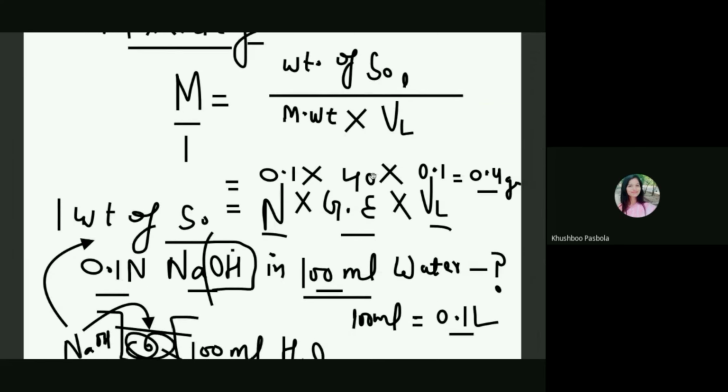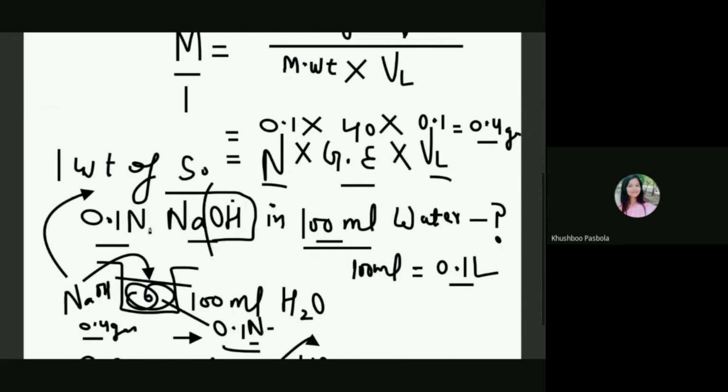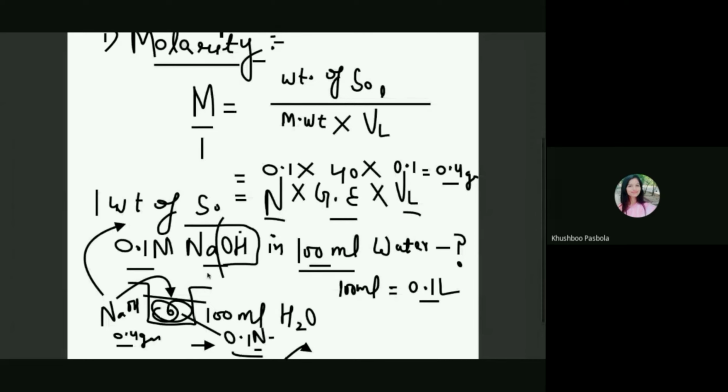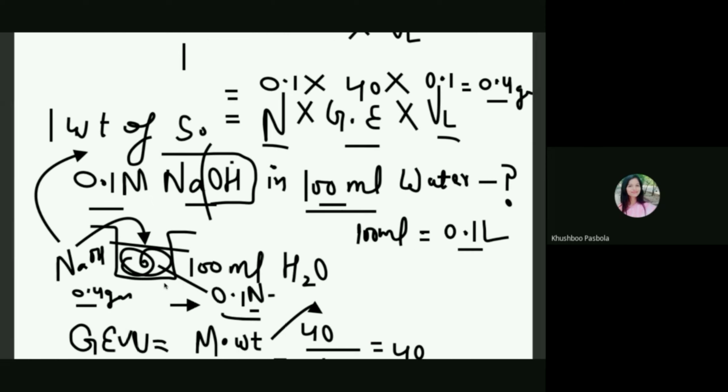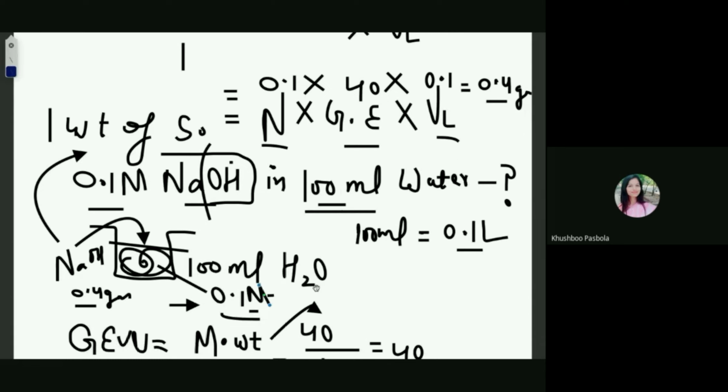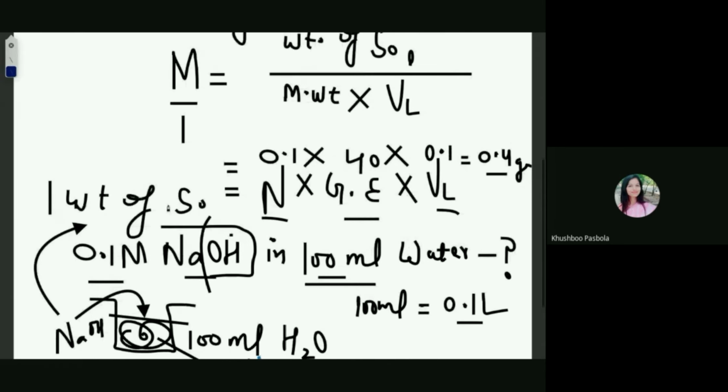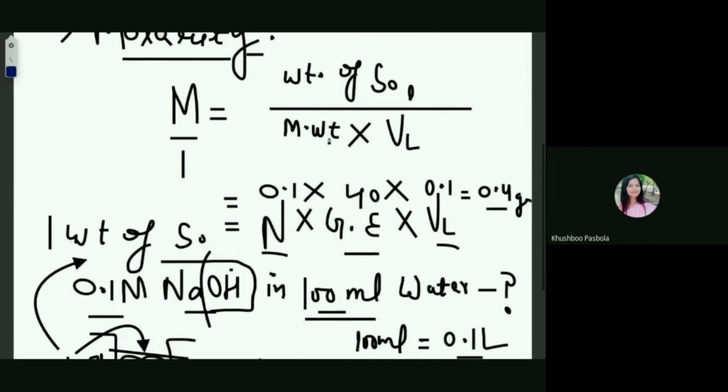Now you can see, if you are going to prepare 0.1 molar, in place of normal solution you can express it as molar solution. So 0.1 molar NaOH solution in 100 ml of water, the same solution in molar. Now again you want to check the weight for NaOH. If you are going to prepare 0.1 molar NaOH solution, the formula for weight of solute will change. How? Normality is replaced by molarity in this formula.